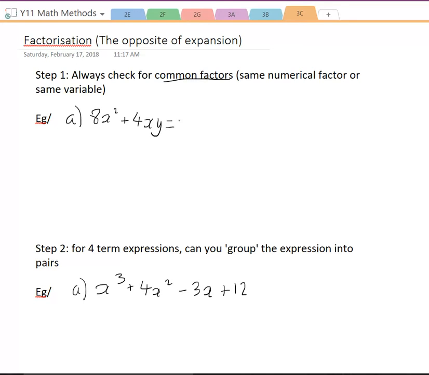So with this expression, a common factor between the two terms is 4. 4 goes into both these terms, and also x is in both terms. So you can pull 4x out the front of the brackets, and within the brackets you're left with 2x to make 8x squared, plus y. So expanding that out would be 8x squared plus 4xy. Have a go at this example yourself, guys.